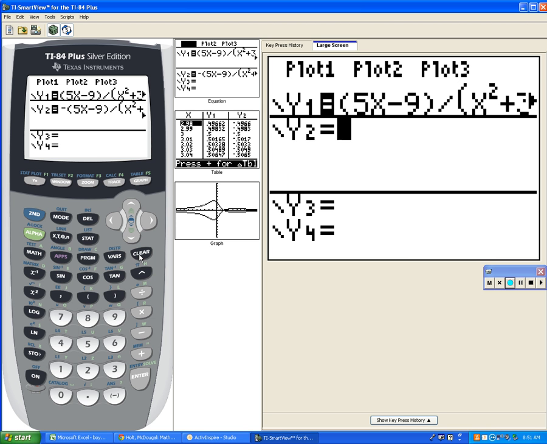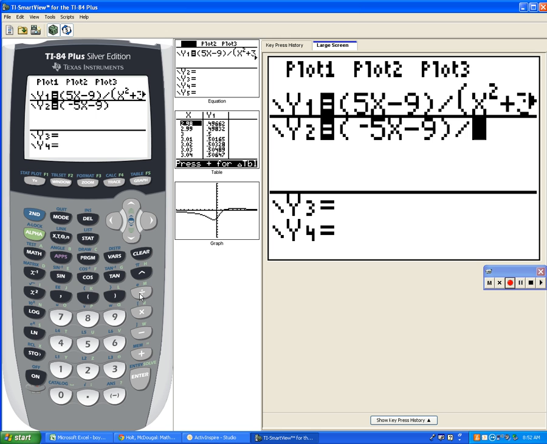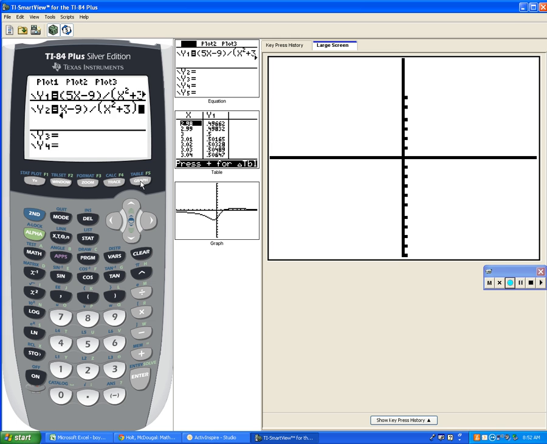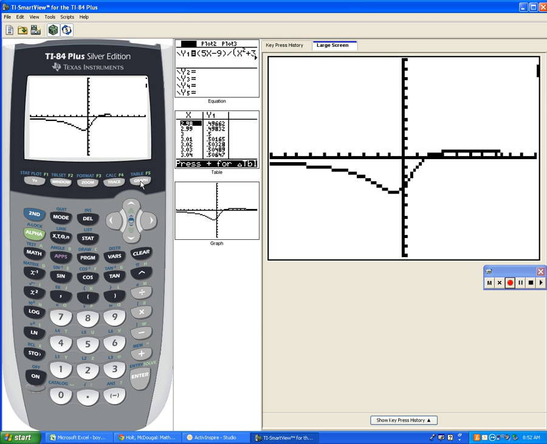So I'm going to now graph parentheses negative 5x minus 9 divided by x squared plus 3, and you can see that it's the same as the original graph, but it's flipped over the y-axis. Okay, so wait, why is the x squared positive? Because negative x times negative x is positive. Negative times a negative is a positive.